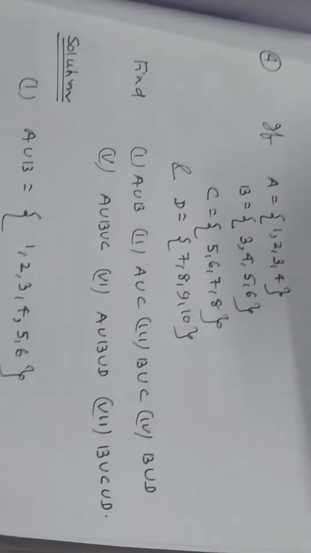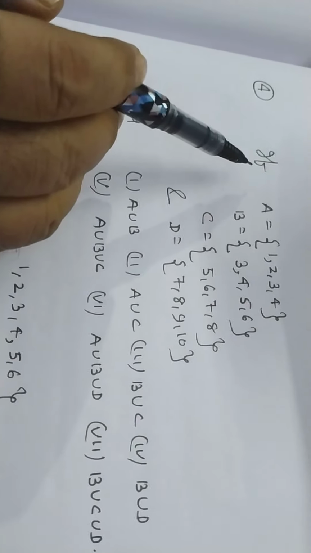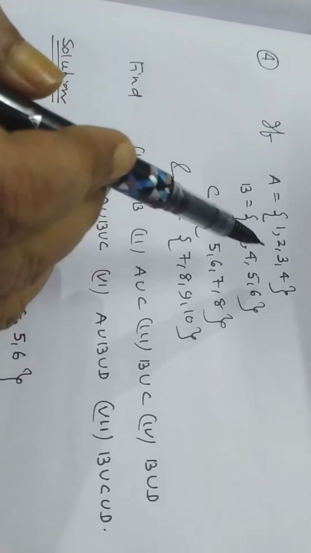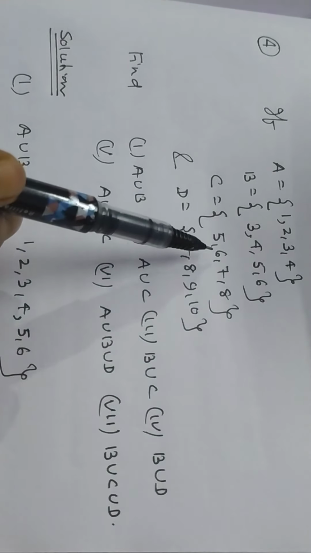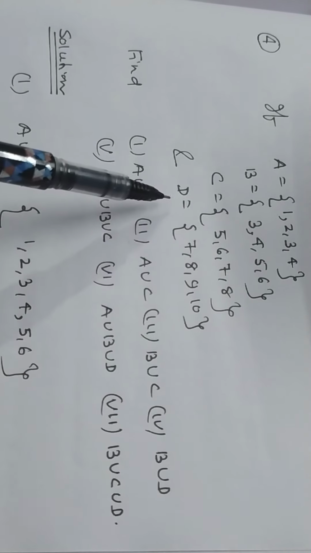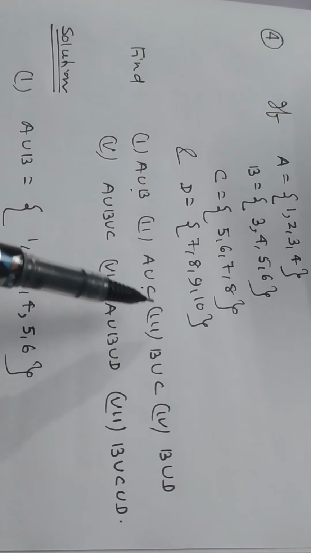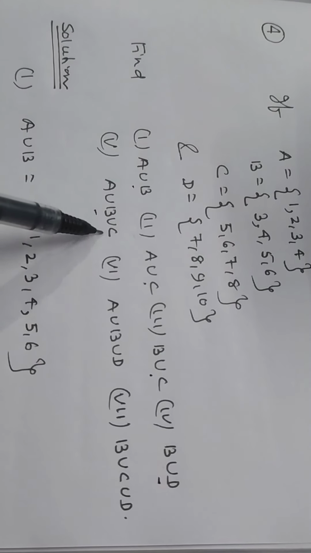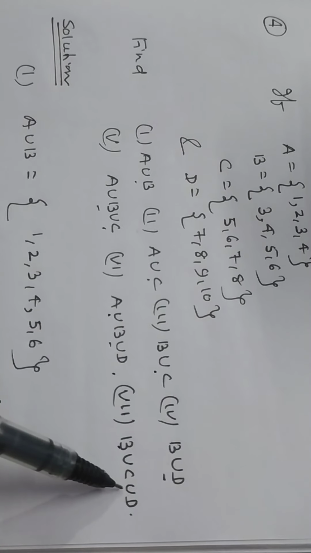My dear students, now I want to discuss problem number 4. What is in problem number 4? If A is a set, the collection of elements 1, 2, 3, 4, B is a set of elements 3, 4, 5, 6, C is a set of elements 5, 6, 7, 8, and D is a set of elements 7, 8, 9, 10. Find A union B, A union C, B union C, B union D, A union B union C, A union B union D, B union C union D.